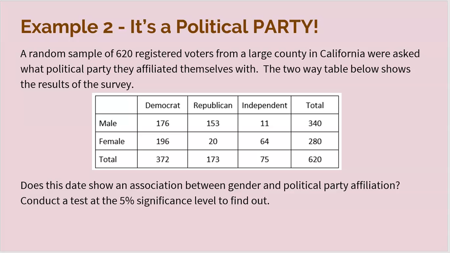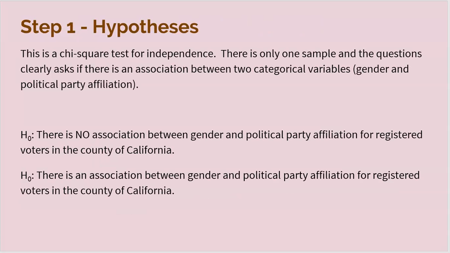All right, let's look at our next and last example about political parties. Remember, this was one sample of voters from a large county in California, and we asked them their gender and their political party affiliation: Republican, Democrat, Independent. The question says, does this evidence show that there is an association between gender and political party affiliation? And it wants us to use a 5% significance level.